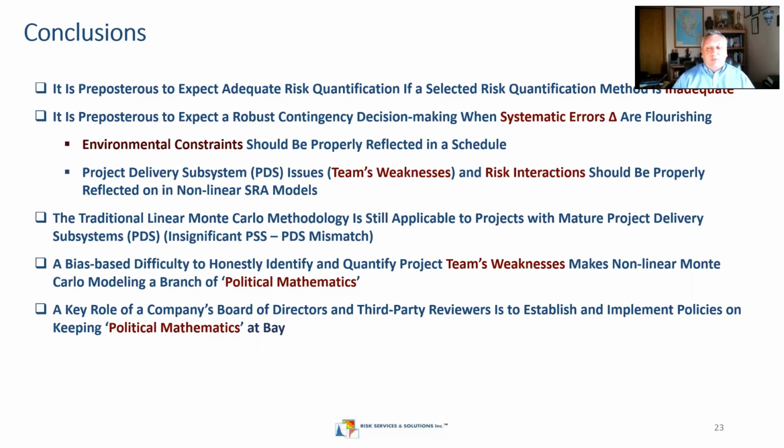It means that if a project is very strong, a robust system of project delivery, no mismatch, you still can use the linear Monte-Carlo model. But that's exactly what we considered in this presentation when betas are low, closer to 0, right? It's just a linear model.